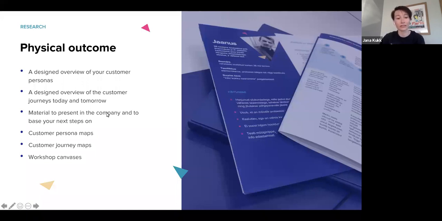So I very strongly encourage everyone to do this kind of reporting and not just leave it on the post-its or on canvases, but actually give it some physical shape. So this is how the project generally goes.